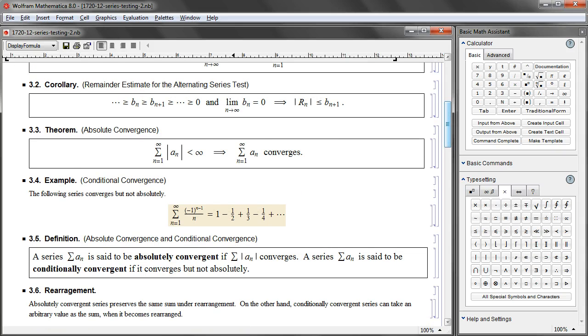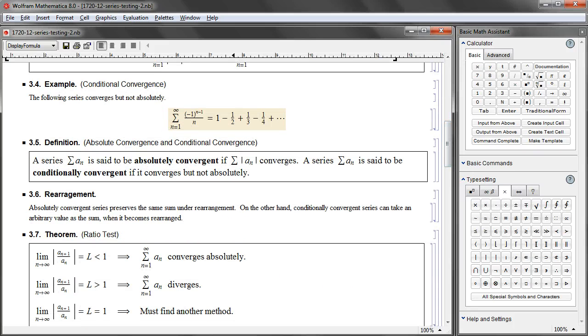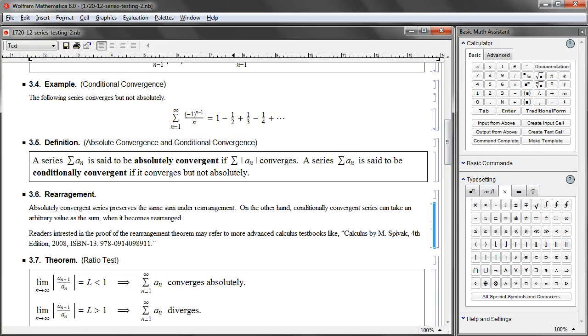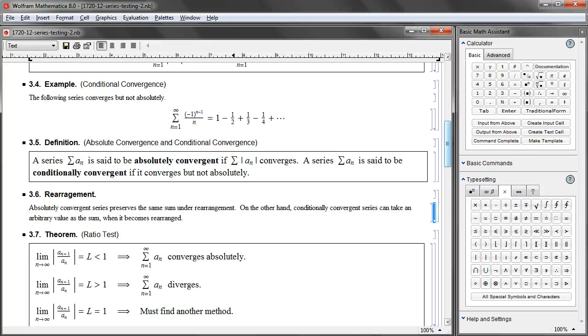Rearrangement, that's a bit too complicated, so I'm going to leave that to students. If you're interested, you can read some advanced book like this. Okay, how much time do we have?